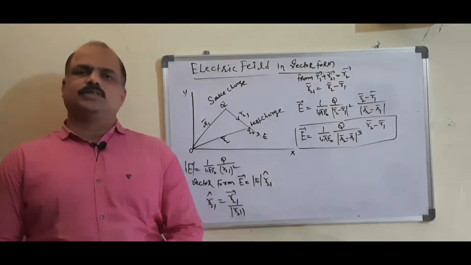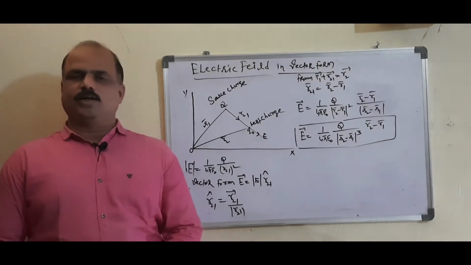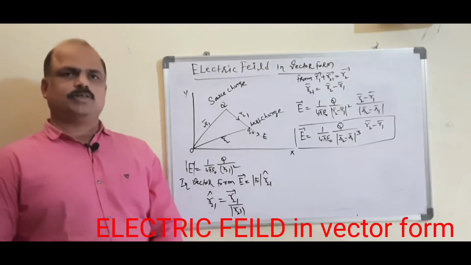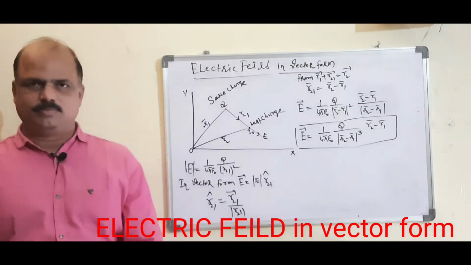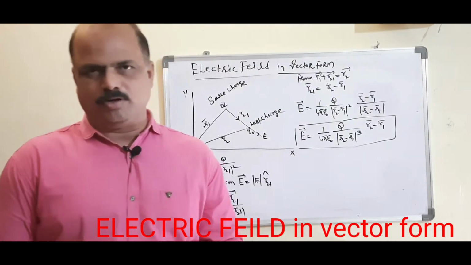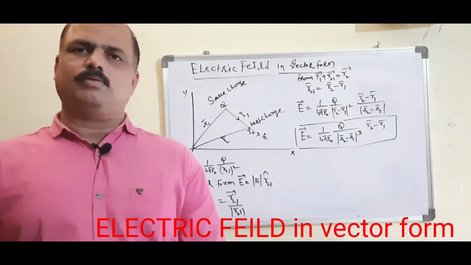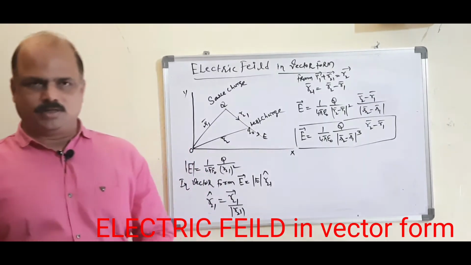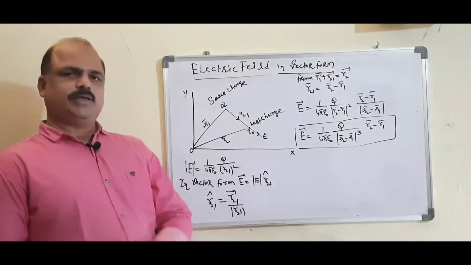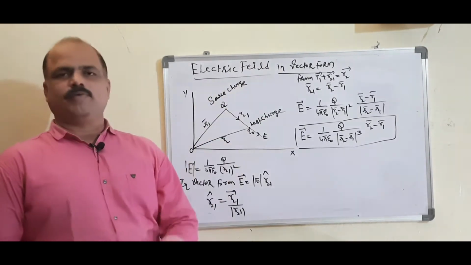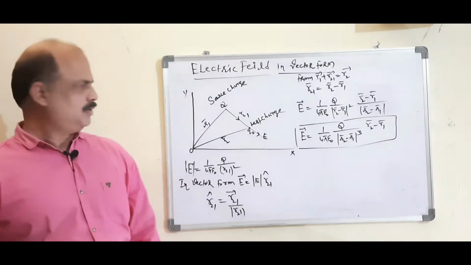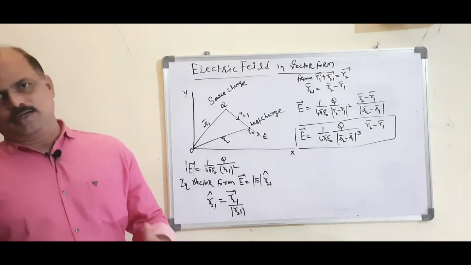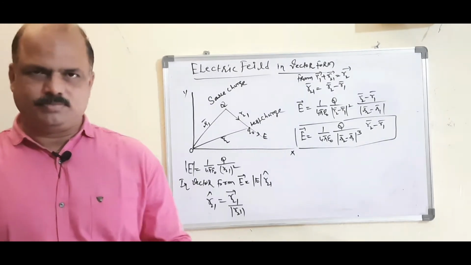So till now we discussed electric field in scalar form. Now we are going to discuss electric field in vector form. This is very important from an objective point of view. Problems are asked based on the electric field in vector form. Very important topic. How do we define electric field in vector form?